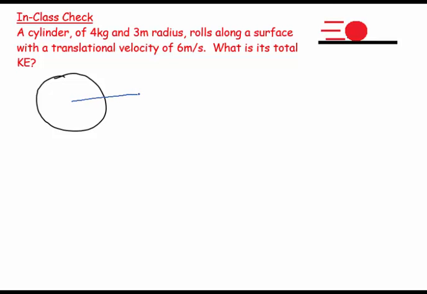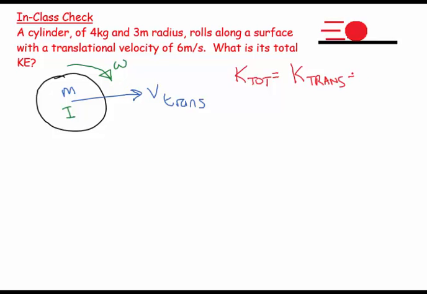There's the center of mass, and the center of mass is moving with a certain translational velocity. There's a certain mass. But then the fact that it's rolling means that we have a certain angular velocity, and we have a certain moment of inertia. And what we say is that our total kinetic energy is equal to our translational kinetic plus our rotational kinetic.